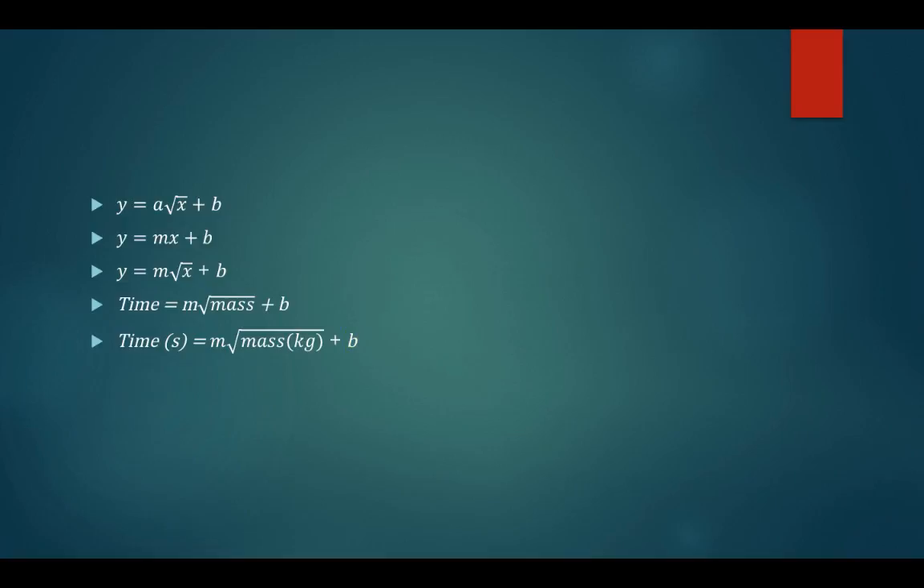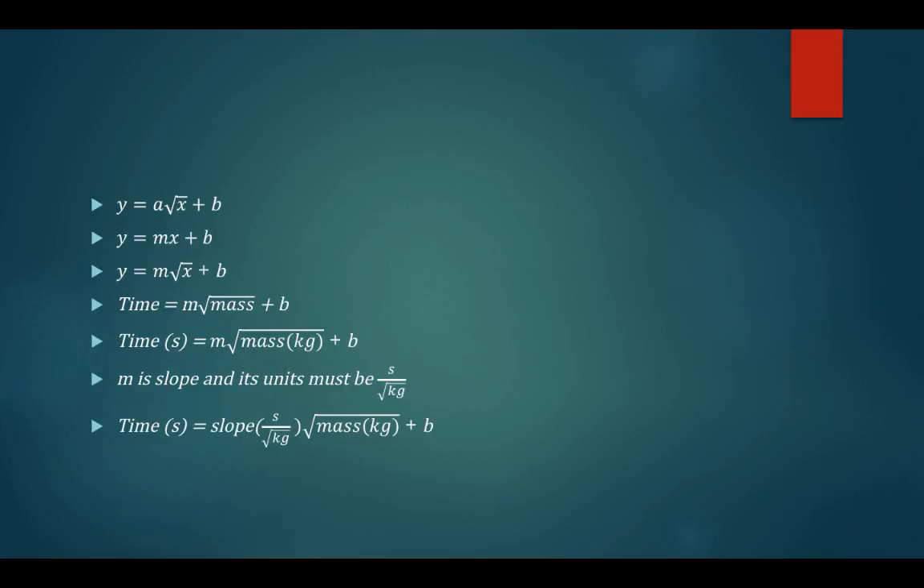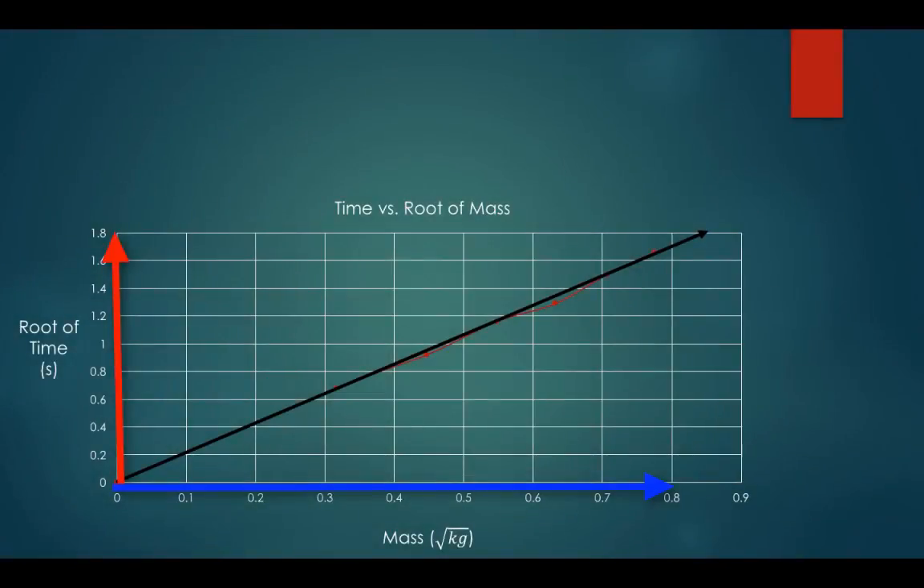In order for m times root x to give us time in seconds, m must have the units seconds over square root kilogram, so that when it's multiplied by root mass in kilograms, it cancels out simply to leave us with time in seconds. Let's look at our manipulated graph and determine if it does give us seconds over root kilogram when calculating slope. Slope is rise over run, or y values over x values. Y values are in seconds, while x values are in root kilograms. Slope does give us the correct units.